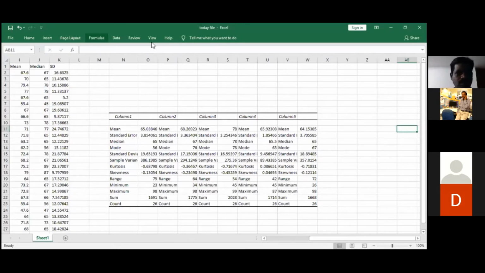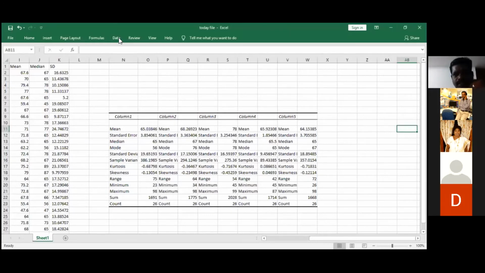Sir, excuse me, sir. Hello, sir. How to take column 1, column 2, column 3 and all, sir? The standard deviation, mean, median, mode, all. You are getting these tables now. How do we get them? Madam, after completing the session, I will run it. Okay, okay.